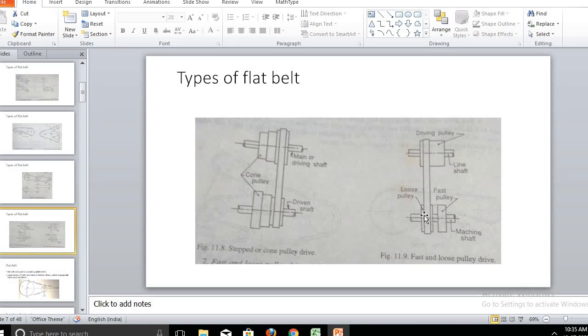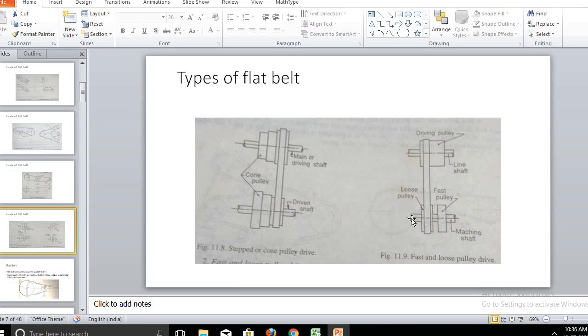fast and loose pulley, there are certain arrangements. Sometimes, for a small time, we can disengage this pulley in the running condition, and we can shift this belt to the other pulley. There is some arrangement, so while in the running condition, we can change this belt from this pulley to this pulley. Such a type of arrangement is called the fast and loose pulley drive.